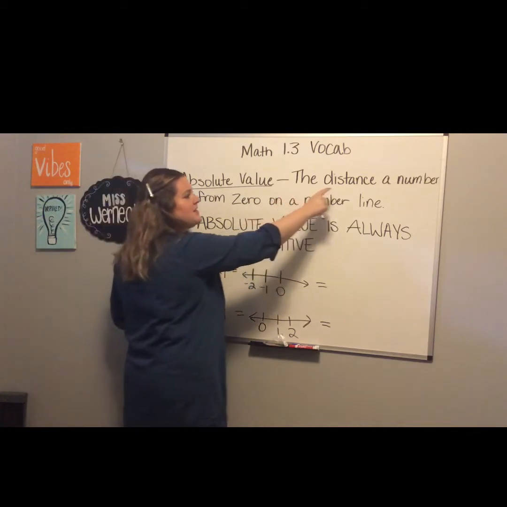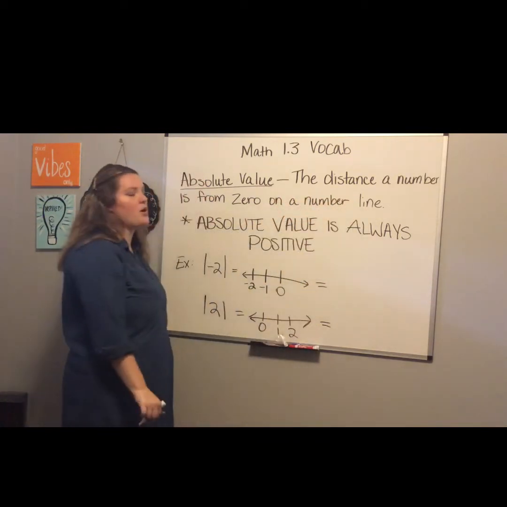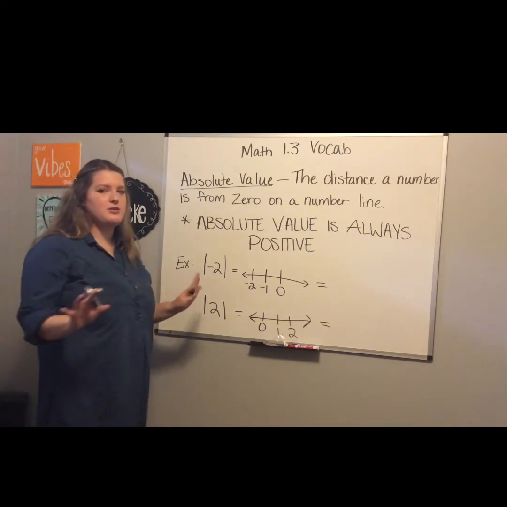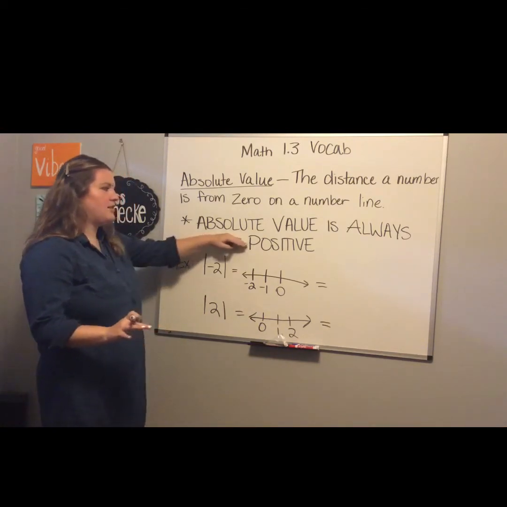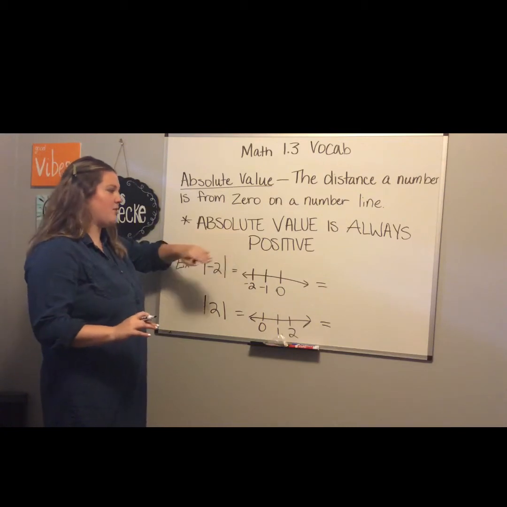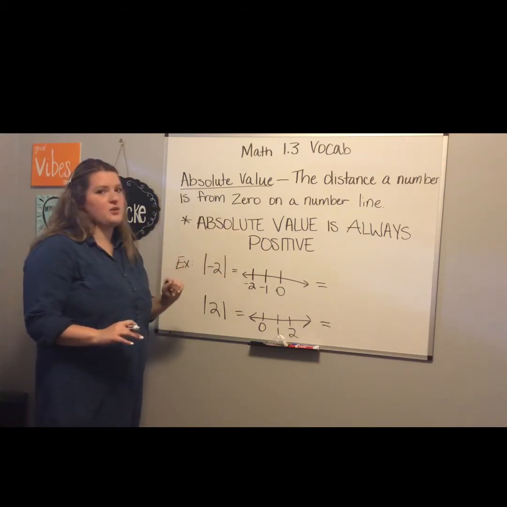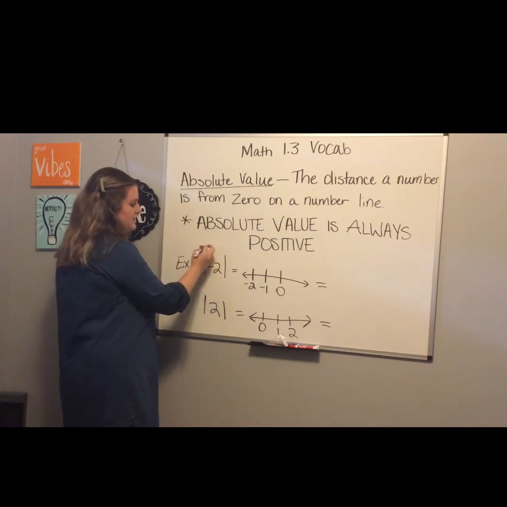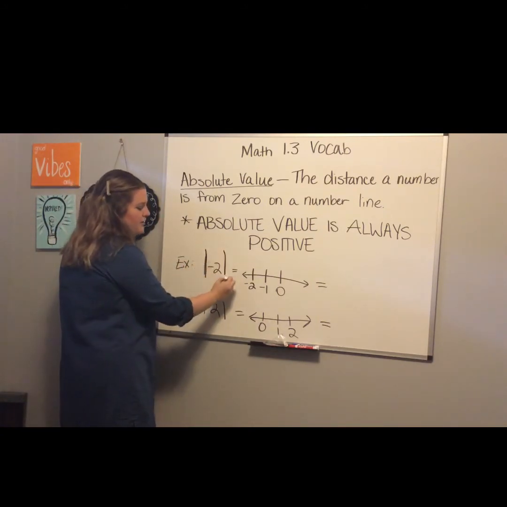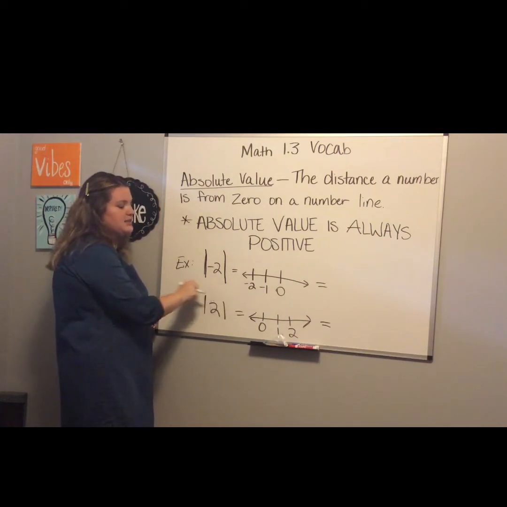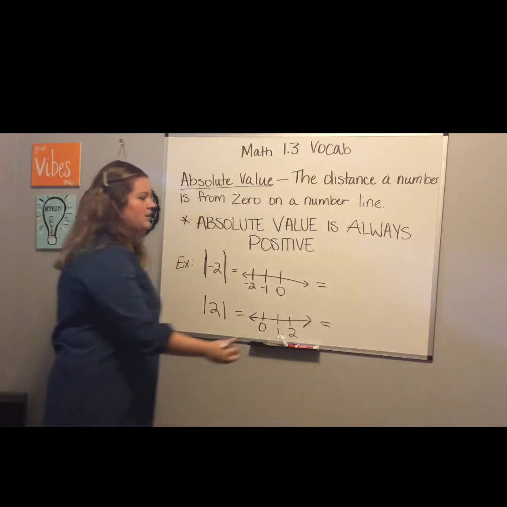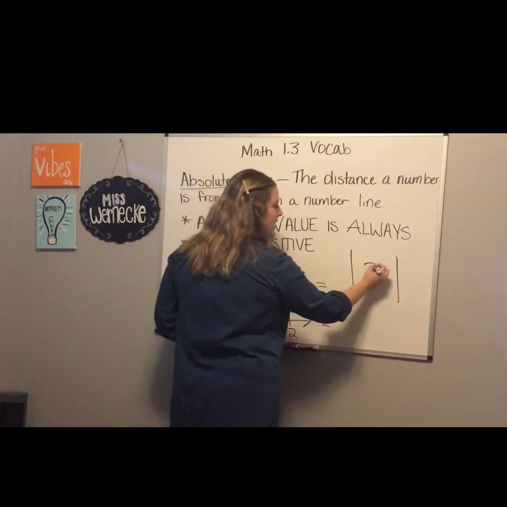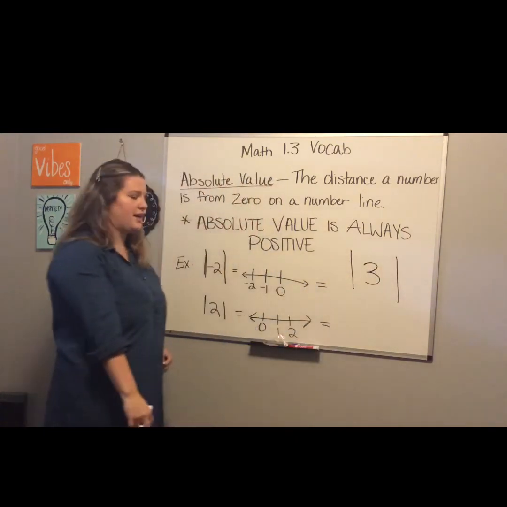Absolute value is the distance a number is from 0 on a number line. I know that sounds kind of confusing. However, it's about to be very, very simple. This is the most important thing to remember all school year long: absolute value is always positive. For example, these two little brackets are the symbol for absolute value. When you see this on a test, they're asking what the absolute value is of whatever number is inside.